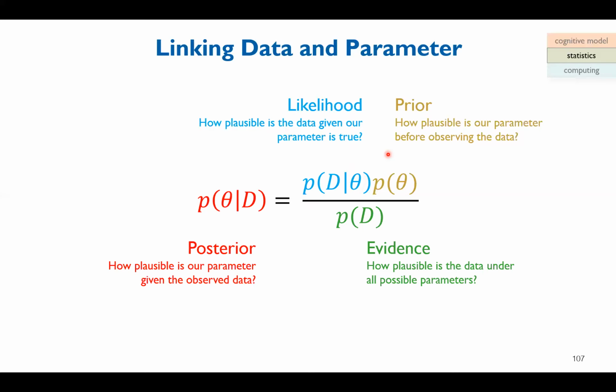And then the last one, the denominator, P of D, is called the evidence, and it's P of data. So how plausible is the data under all possible parameters? Okay, this one is quite tricky to understand, but let's leave it for the next slides. So here is the overall introduction of the names, the terms in the Bayesian equation: the posterior, likelihood, prior, and evidence. And from the next slides, I will talk about each of the four elements one by one.